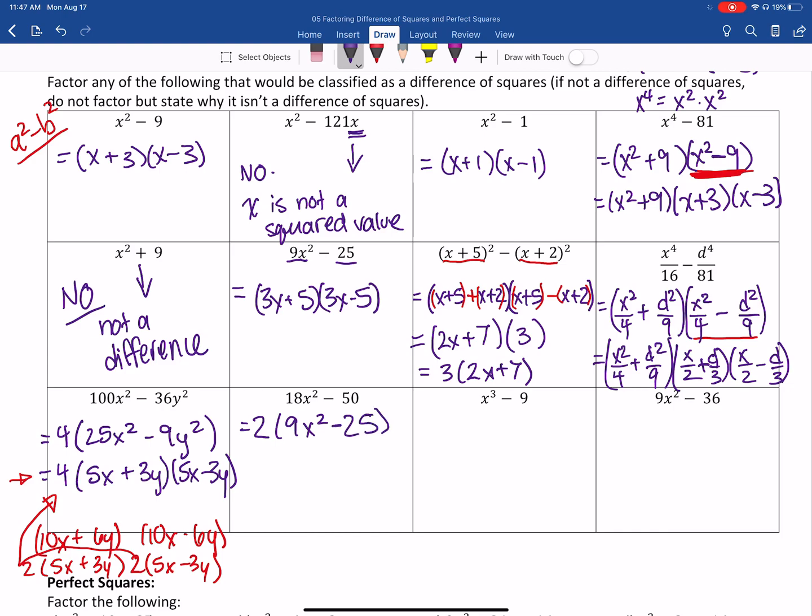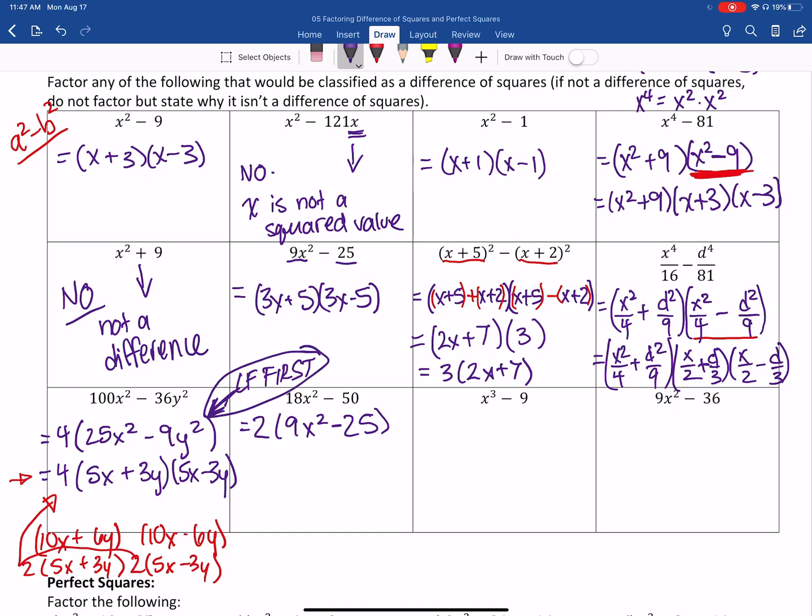It's a hidden difference of squares. See, by common factoring out first, then you can find more factoring after. That's why I'm emphasizing in the previous question that you common factor first.